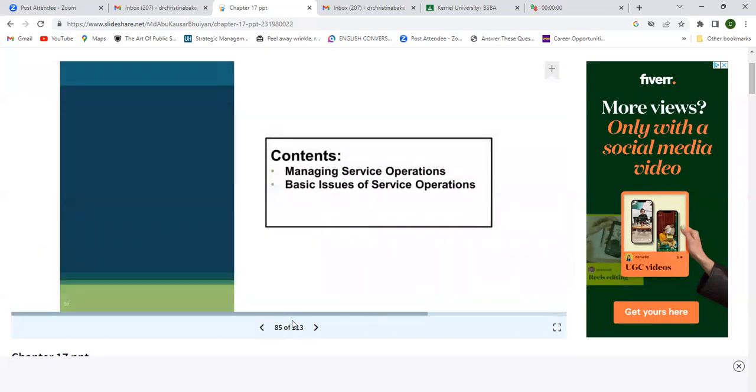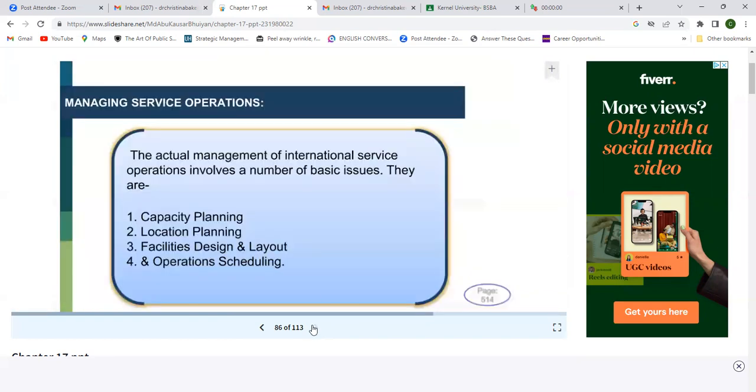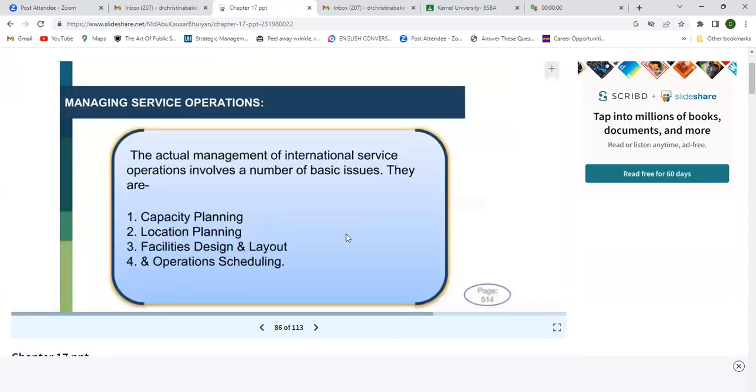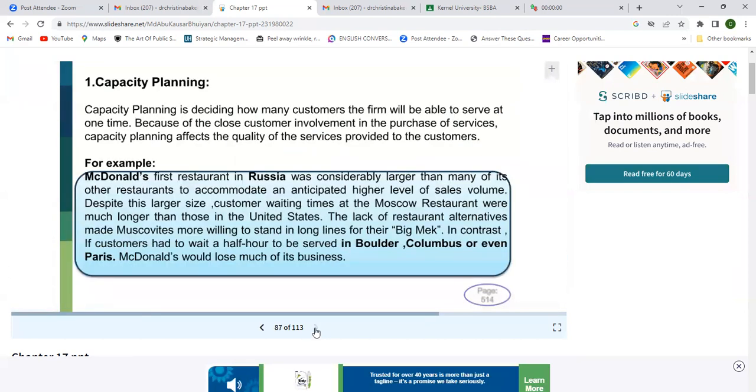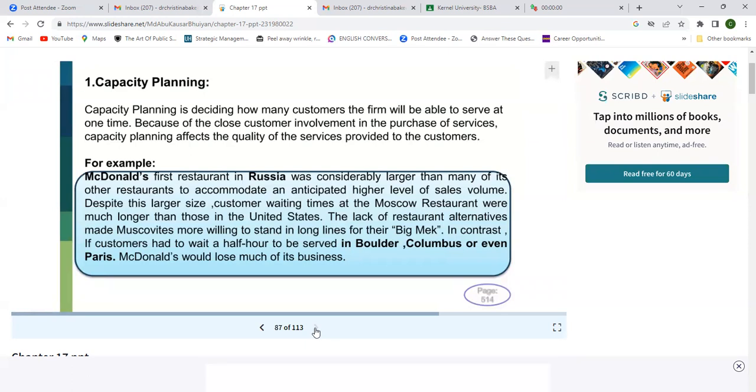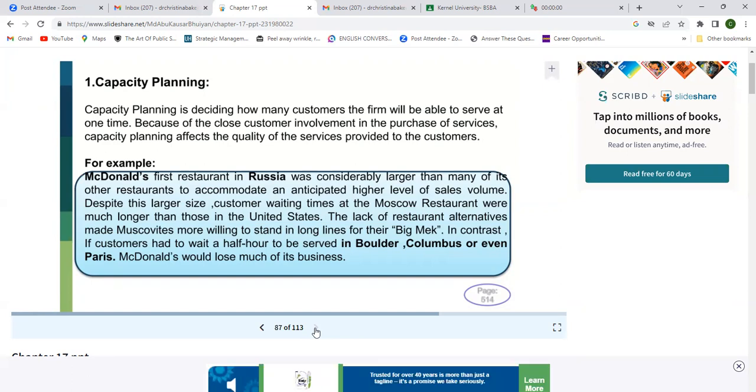Managing service operations: basic issues of service operations. The actual management of international service operations involves a number of basic issues. They are capacity planning, location planning, facilities design and layout, and operation scheduling. Capacity planning is deciding how many customers the firm will be able to serve at one time. Because of the close customer involvement in the purchase of services, capacity planning affects the quality of the services provided to customers. For example, McDonald's first restaurant in Russia was considerably larger than many of the others to come. They anticipated higher levels of sales revenue.